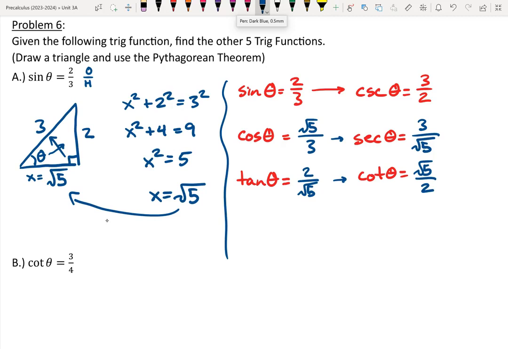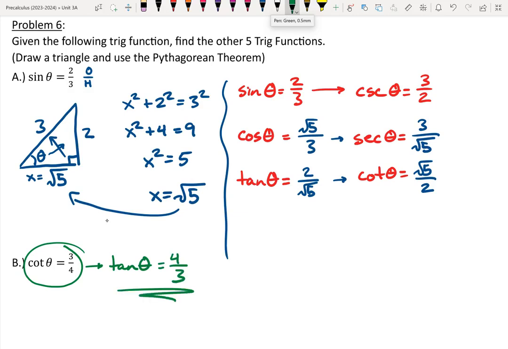Now for problem B, that will be your homework, but I do want to make a note here. If we have cotangent, remember that means we can also know tangent. So if we know cotangent is 3/4, what would be tangent? That's right, it would be 4/3. And you would build your triangle based off of the 4/3, opposite and adjacent, right?